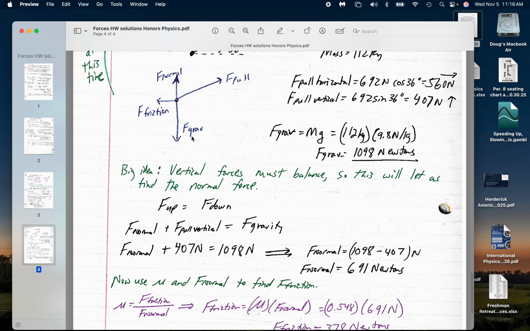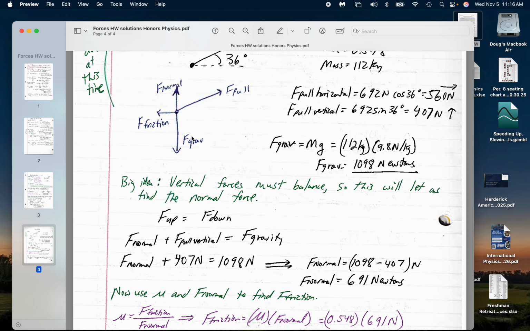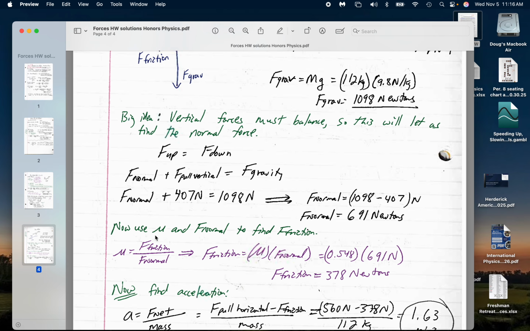Now I'm going to use the coefficient of friction and the normal force to find the force of friction. Again, this is the formula we're going to develop. Force of friction equals coefficient of friction times the normal force. I know the coefficient I was given, and the normal force I just figured out. So the force of friction is 378 newtons.